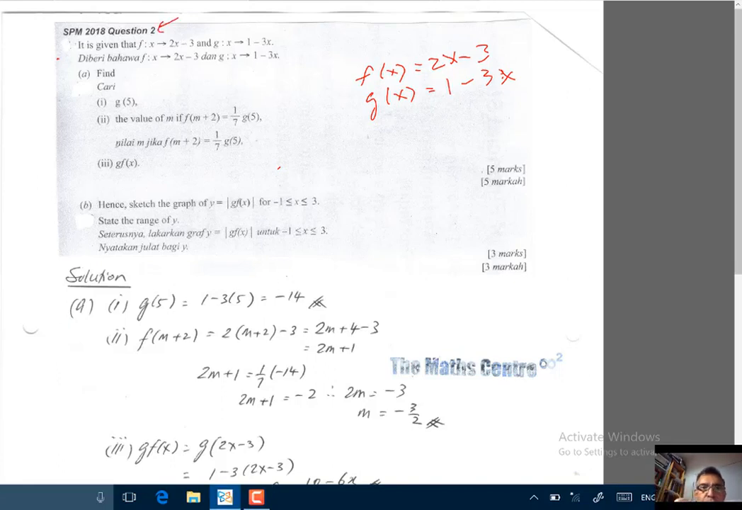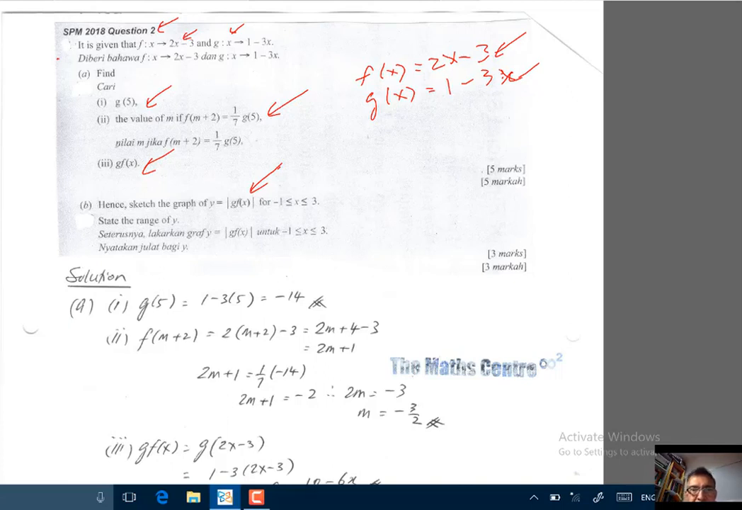It's given that f of x is 2x minus 3 and g of x is 1 minus 3x. That's what you see here. Part A, we are asked to find g of 5. We are asked to find m if f of m plus 2 is 1 over 7 g of 5, and we are asked to find gf. In part B, we have to sketch the graph of y equals mod gfx for values of x between negative 1 and 3, and we are asked to state the range of y.